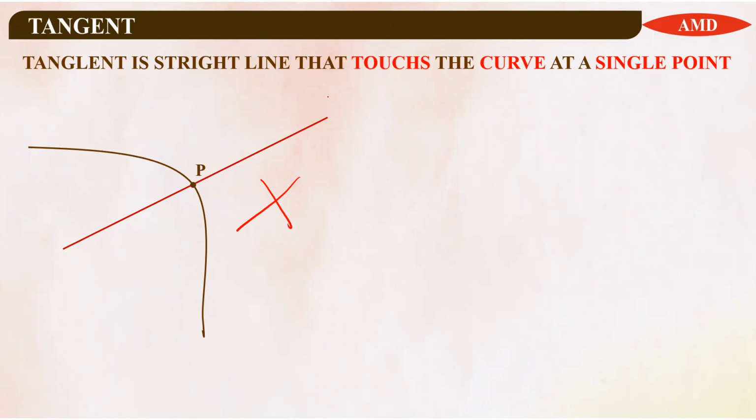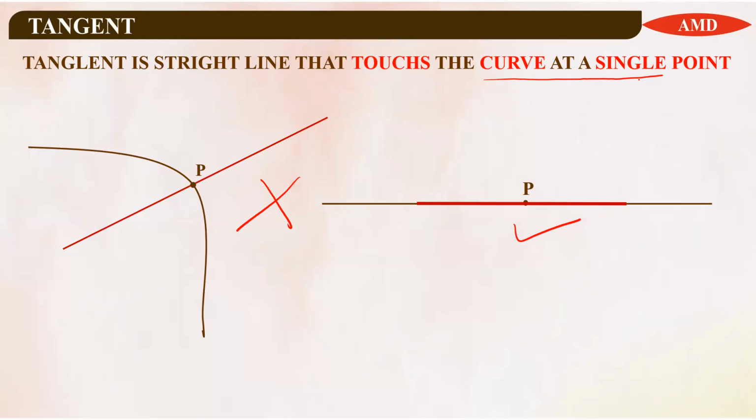Let me take one more example. So this curve is a straight line, and I try to draw a straight line that touches the curve at the point P. And this straight line which I have drawn is actually a tangent, but it does not satisfy the above definition because this straight line does not touch the curve at a single point. It in fact touches at more than one.